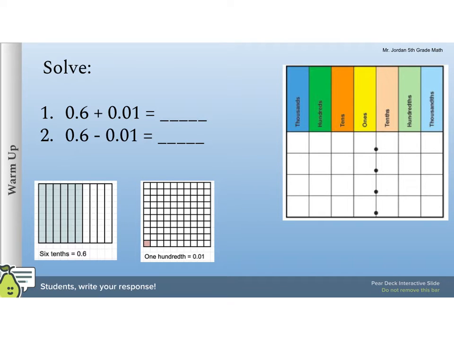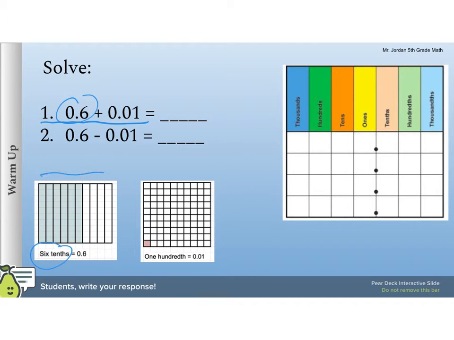In Unit 5, we're going to be adding and subtracting decimals. Later, we're going to be adding and subtracting fractions, but for the first 3 lessons, it's all about decimals. So, starting off with adding 0.6 plus 0.01, we would really say 0.6 is 6/10.